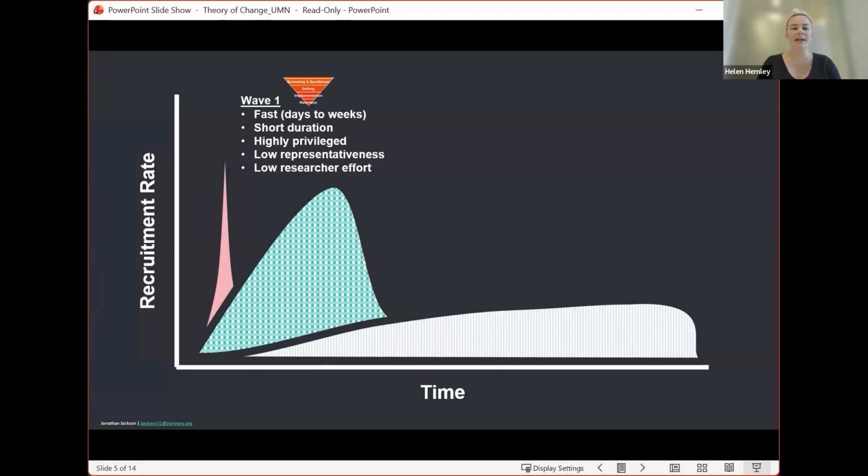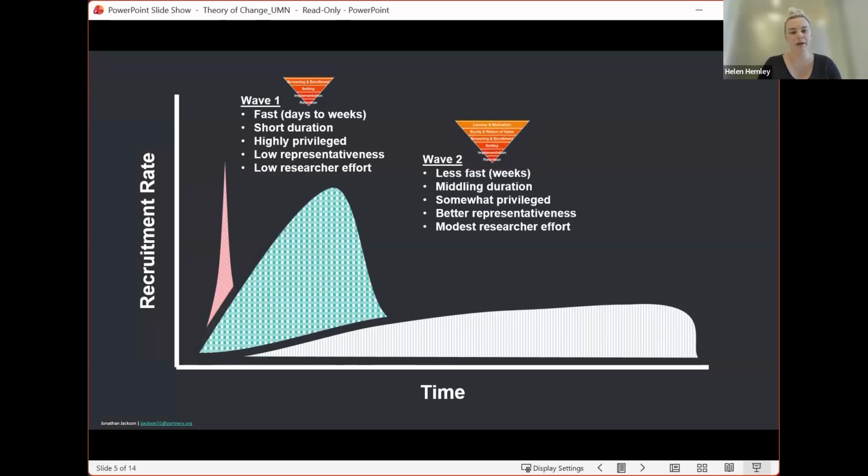So we can see that sharp phase right in the beginning, that initial wave is people who are really highly engaged in research. You don't need to do a lot to get them to come in because they've been waiting for research like this. They're very highly research literate. They are very excited to join in a research study. And so you'll see that spike.